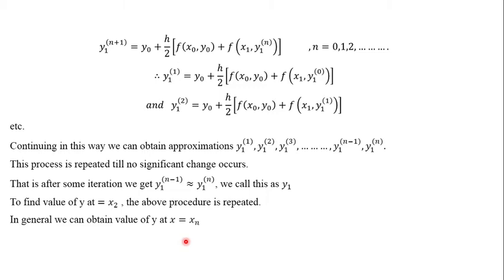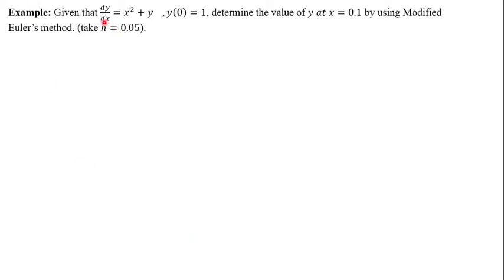So let us see how this method works. For that, consider an example. Given that dy by dx is x square plus y with initial condition y at 0 is 1. Determine the value of y at x equal to 0.1 by using modified Euler's method. We have given h equal to 0.05. So let us see the solution.